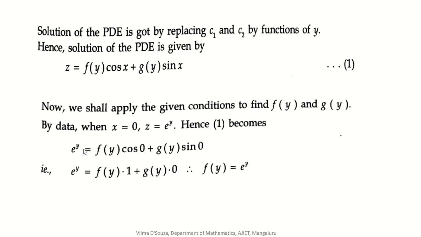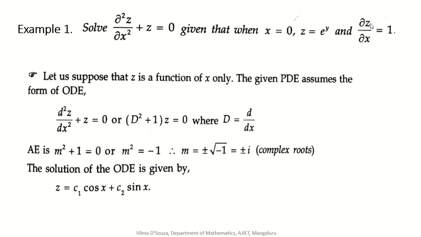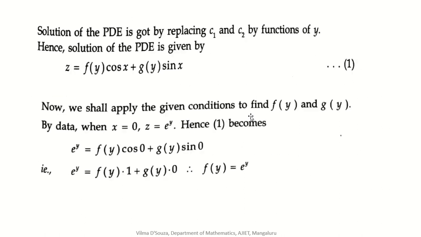Verify this. e power y is equal to f of y into cos 0 plus g of y into sin 0. Sin 0 becomes 0, so this is only f of y, that is equal to e power y. What is the other condition? Dou z by dou x is equal to 1 when x is 0.